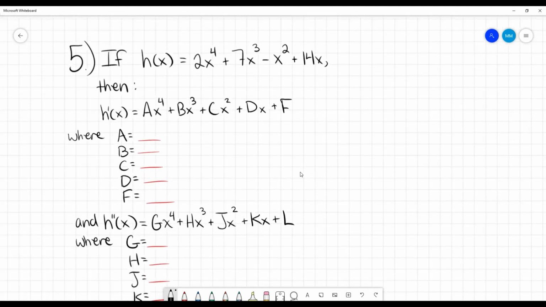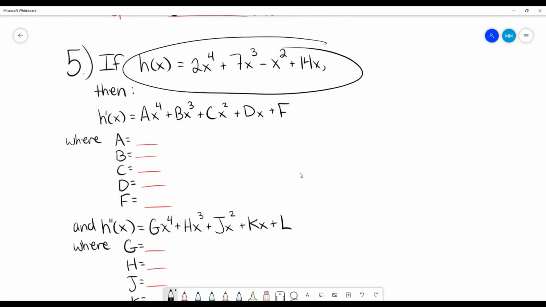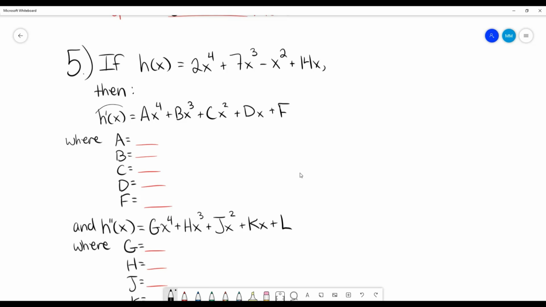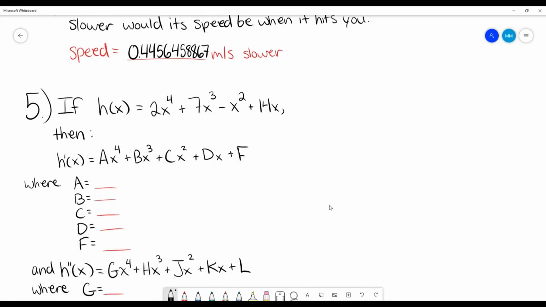Number 5 gives us this function h of x, and then asks us to take the derivative of it, and then to take the second derivative. So let's go ahead and just take this first derivative here. It looks like there's only power rule involved. Lucky us, it's a nice easy one. So our h prime of x, well, I'm going to put the 4 in front.